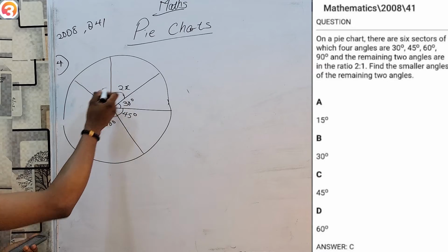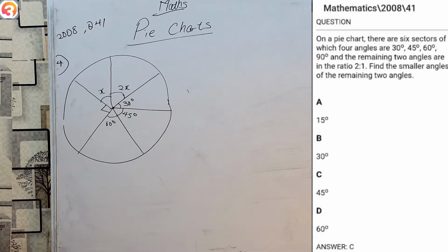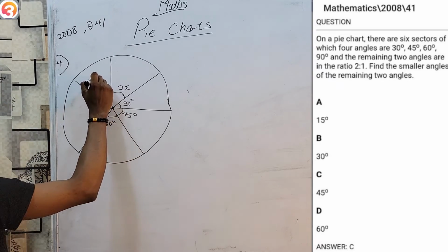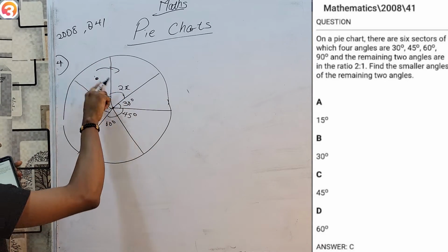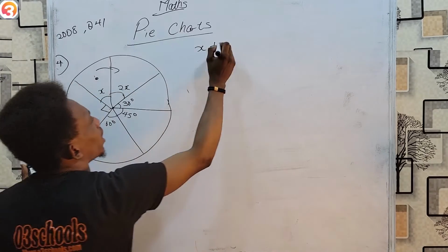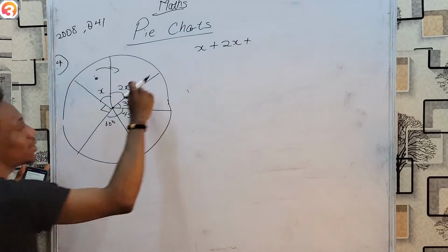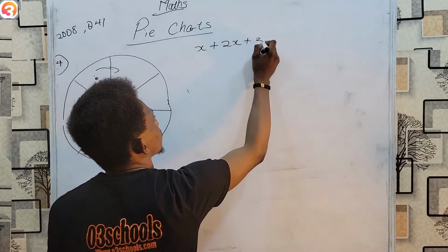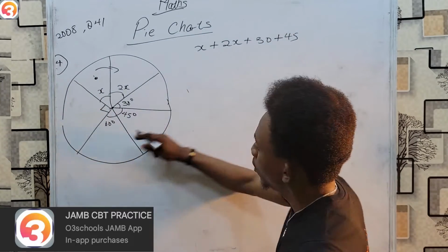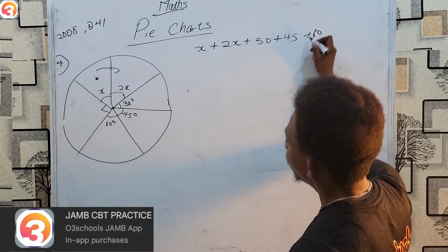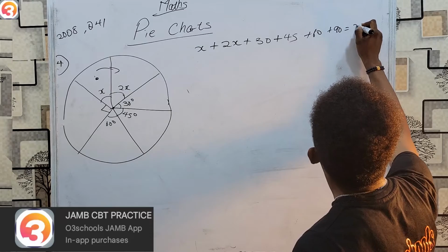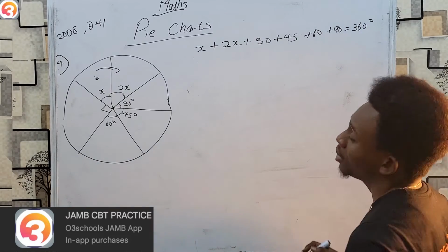Very easy. The sum of angles at a point is always 360 degrees. Indicating that, let's start from here and go clockwise. Start with x. Next is 2x. Next is 30. Next is 45. Then 60. And then 90 degrees. All equal to 360 degrees.